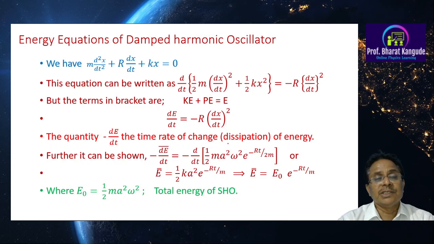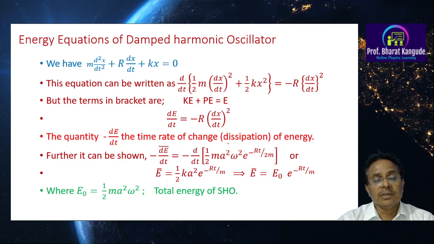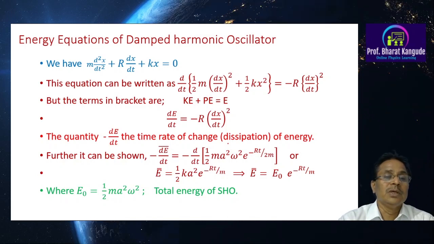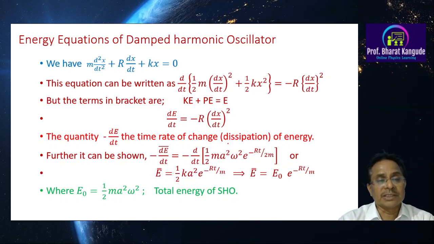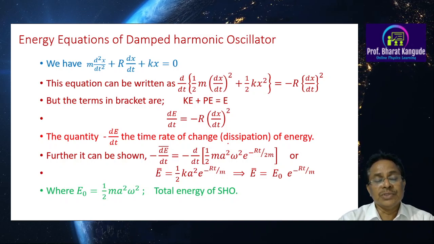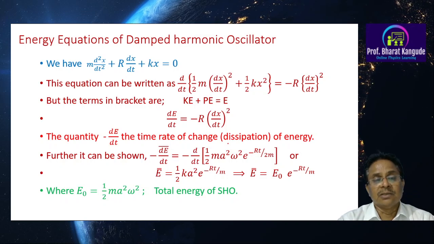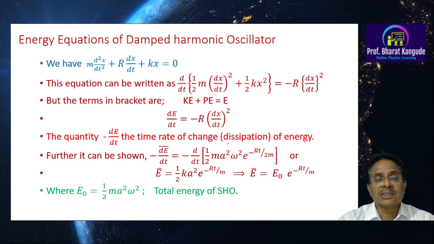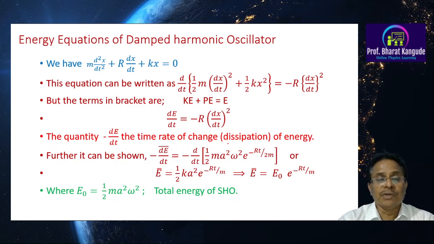So we start with the first differential equation. This is called the differential equation of damped harmonic motion, given by m d square x upon dt square plus r dx by dt plus kx is equal to 0. The second and third terms are respectively the damping force and the restoring force.